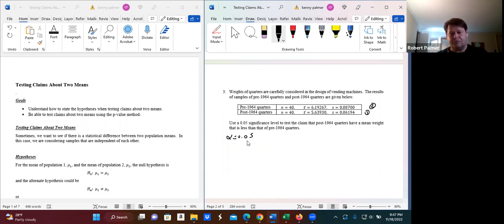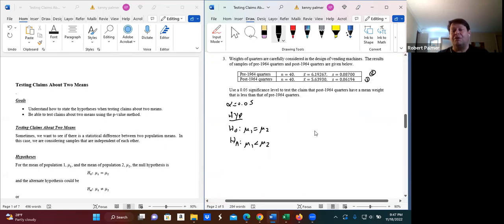Okay. Now, let's do our hypotheses. H0 is that they're equal, so mu1 and mu2, the population means, are equal. And then our alternate, H1 or HA. So let's read the claim again. Test the claim that the post-1964 quarters have a mean weight that is less than the pre-1964 quarters. So post is 1, and this is our second population. So here we're going to say that mu1 is less than mu2. That then is our alternate hypothesis. Okay, so let's go to StatCrunch.